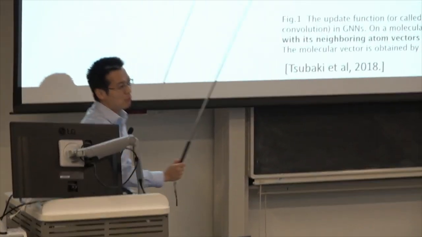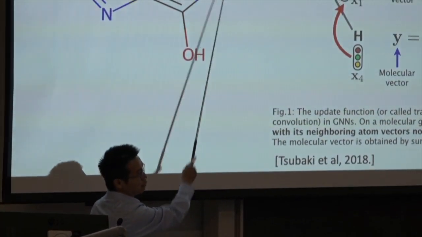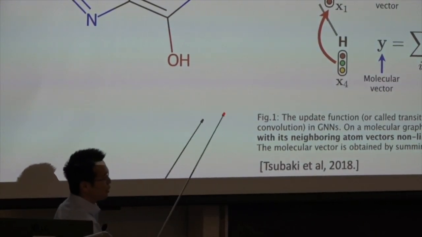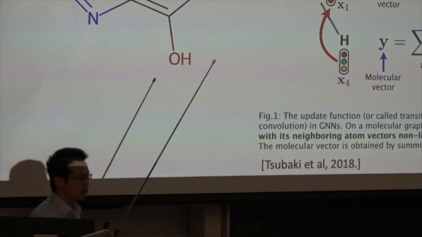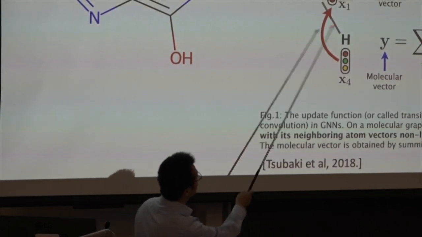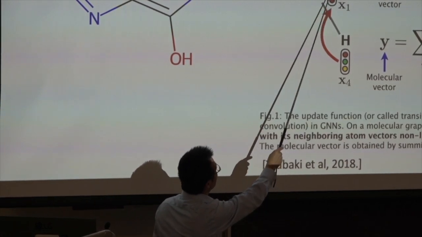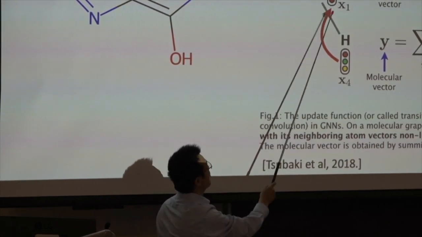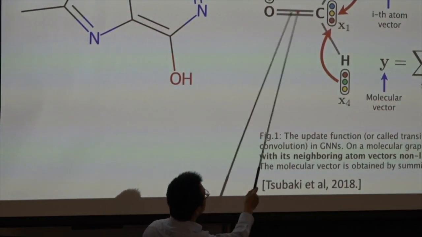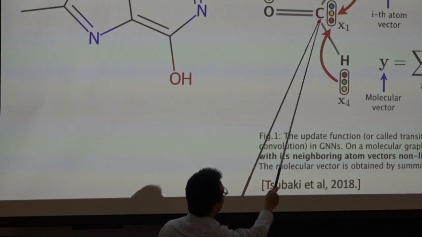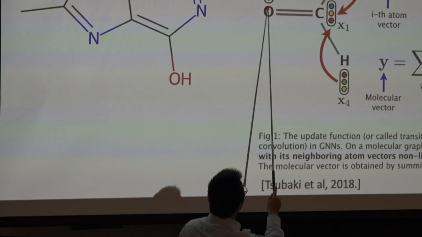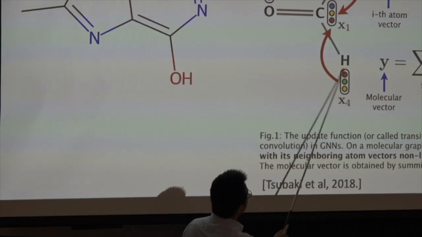So we compute a representation for each of the nodes. The representation is just a vector. And we want the representation to contain knowledge about the graph. So how do we compute it? The basic idea is we compute this vector representation based on its neighbors, based on its connecting neighbors. So this carbon atom, for example, will receive information from its neighbors, its oxygen and hydrogen representations.